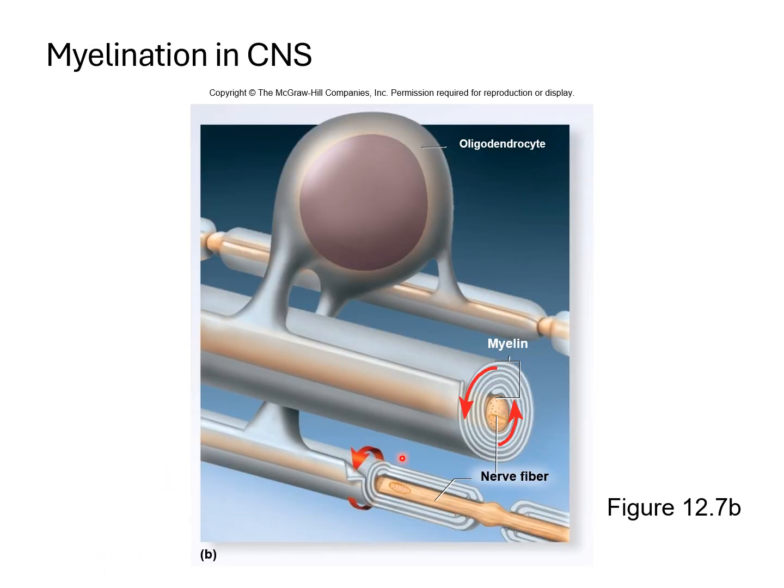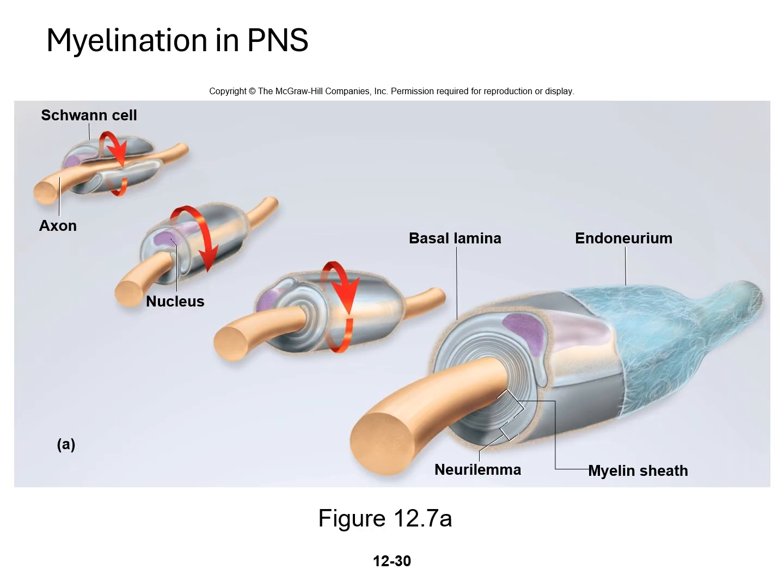So if you're looking here, you have one node of Ranvier. And this is just the oligodendrocyte in the central nervous system. Because there are multiple axons close by, one cell can maintain multiple axons. And this is the Schwann cell in the peripheral nervous system, just continually wrapping around, and that creates one internode.